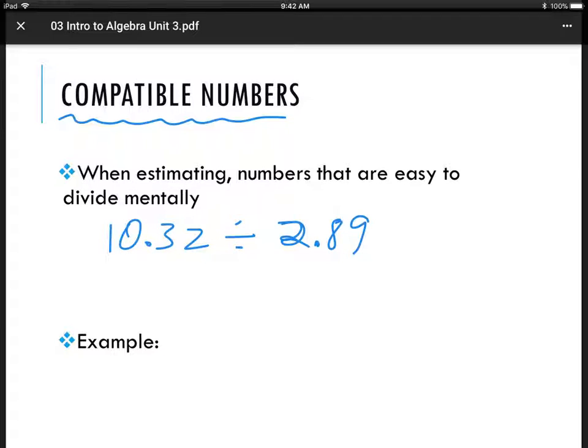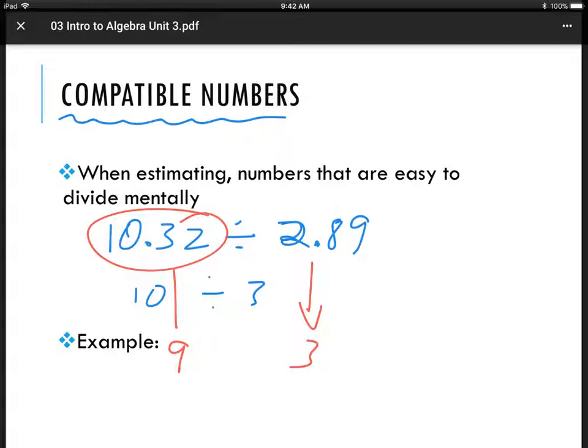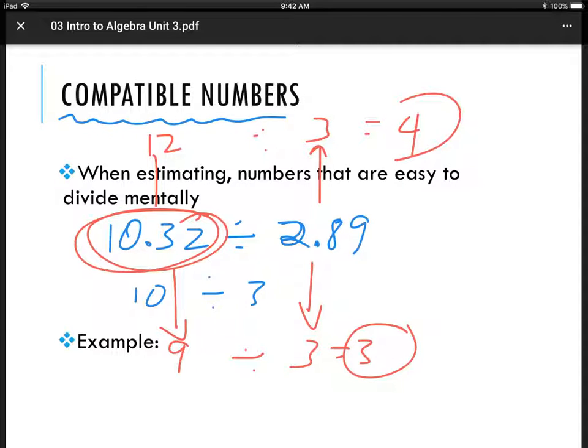So you could say this rounds to 10, and this rounds to 3. Well, 10 divided by 3 is not super easy. But if I decide to round this one a little bit differently, I could round this, say, to 9, and this one to 3. 9 divided by 3 is 3. Likewise, I could round this clear up to 12 if I wanted to, and this still to 3. 12 divided by 3 is 4. So you have a pretty good idea that your answer is somewhere between 3 and 4.